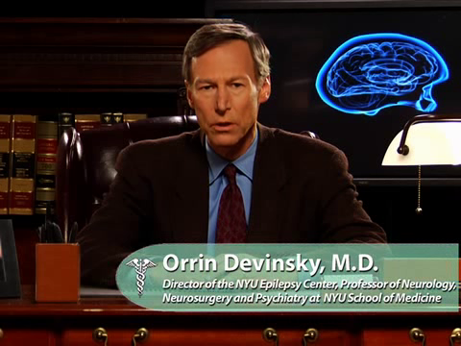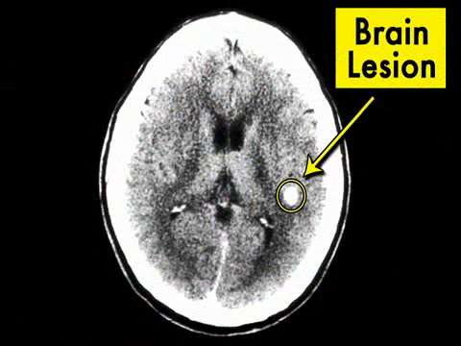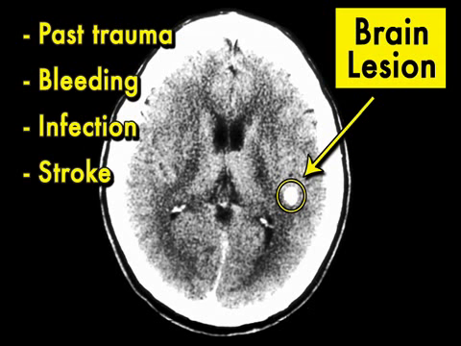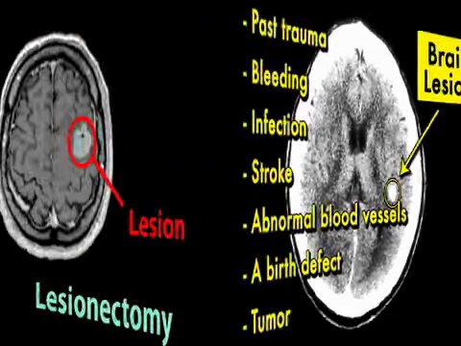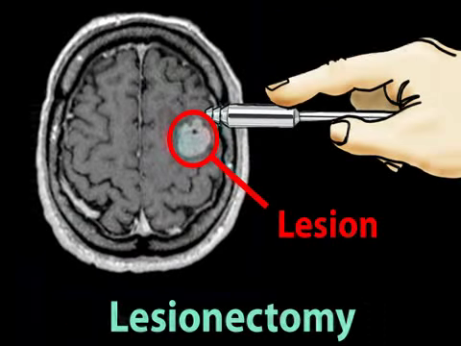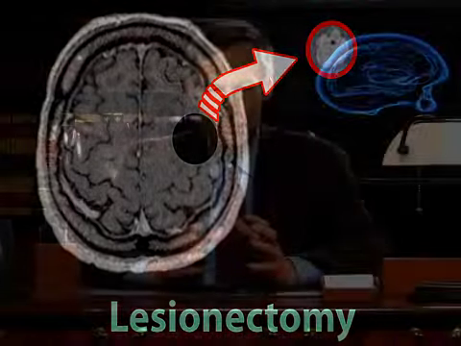One such procedure is called a lesionectomy. A lesion is an abnormal structure in the brain, like an old scar. The scar may be present due to past trauma, bleeding, infection, stroke, abnormal blood vessels, a birth defect, or a tumor. Seizures often originate around a lesion, so a lesionectomy removes it as well as a rim of surrounding brain tissue believed to be involved in seizure generation.